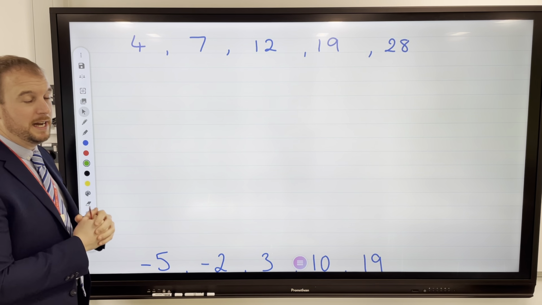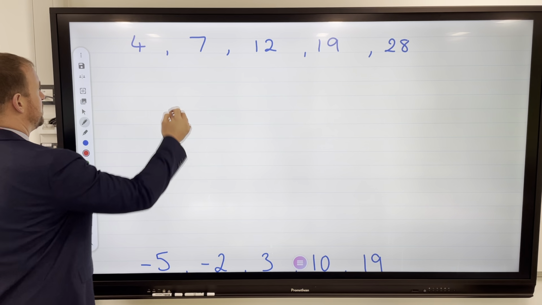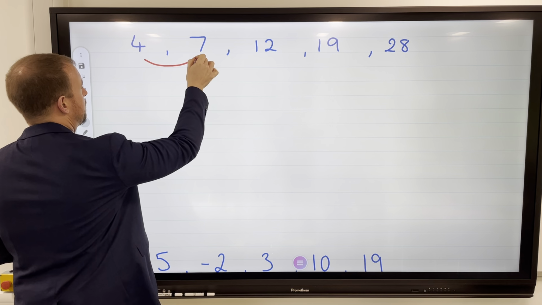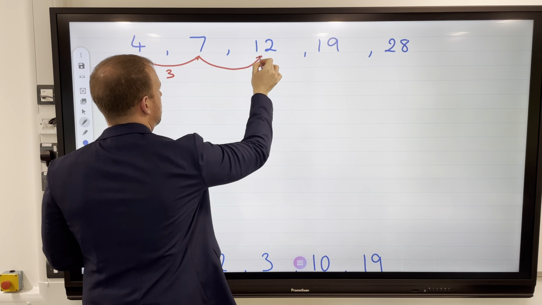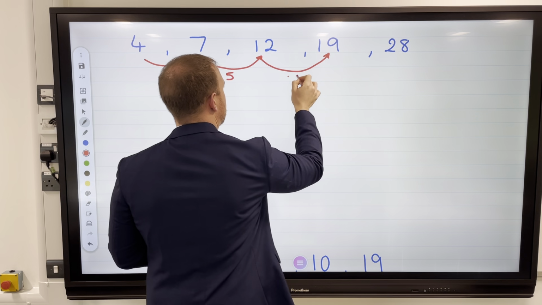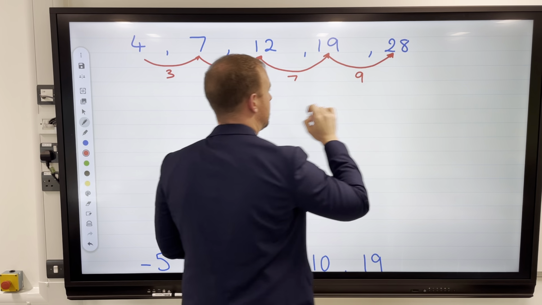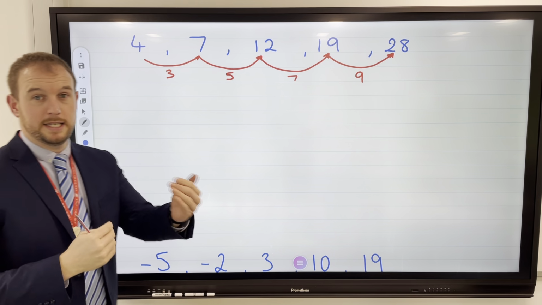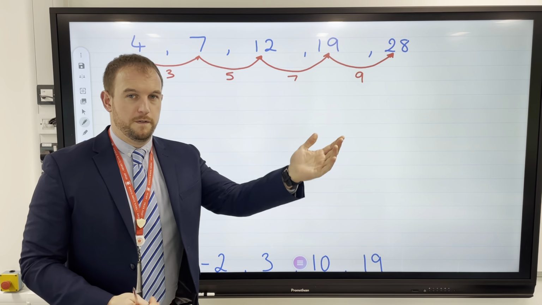Here's my sequence. We need to find the nth term of it. So whenever you see a sequence, the first thing you have to do is to calculate the difference. Okay, so here we have a difference of 3. We then have a difference of 5, and then a difference of 7, and then a difference of 9. Okay, now with the basic nth term, you would just look at the difference and then put that in front of the n, and then off you go.